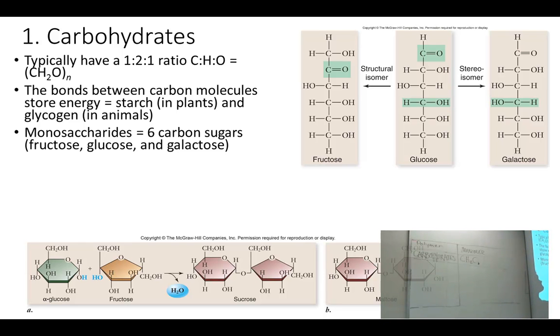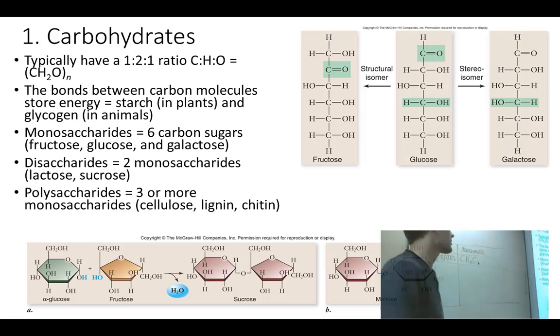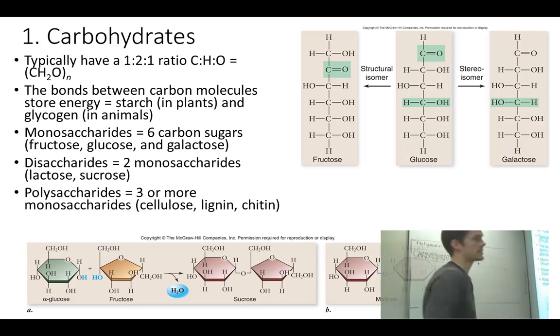But the double bond is in a different spot in fructose and glucose. And so they are structural isomers. They're the same except the double bond is on a different carbon. Glucose and galactose are exactly the same except this OH and H are flipped. So they are stereoisomers. Okay, and they are monosaccharides that build more complex molecules, including disaccharides and polysaccharides.